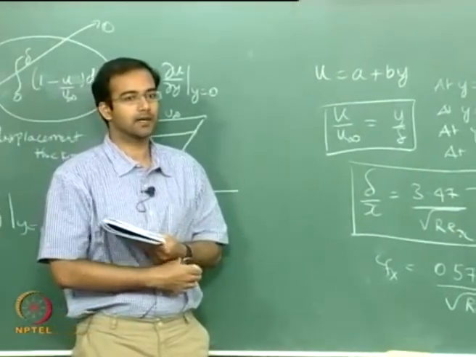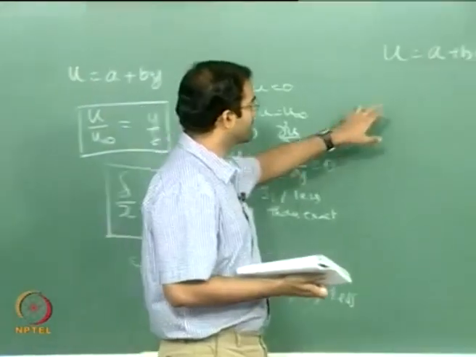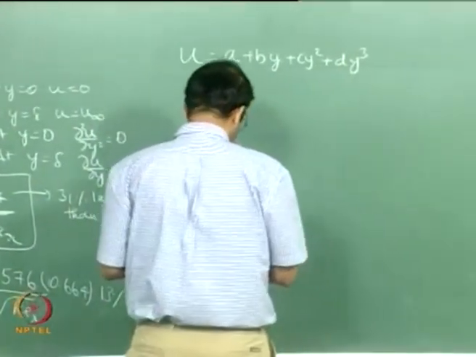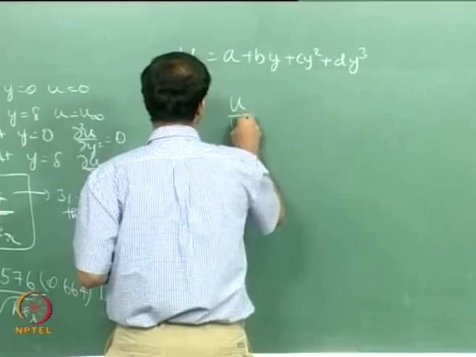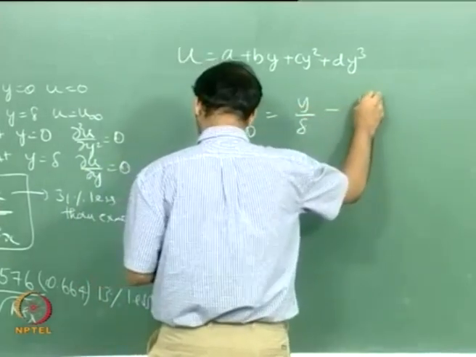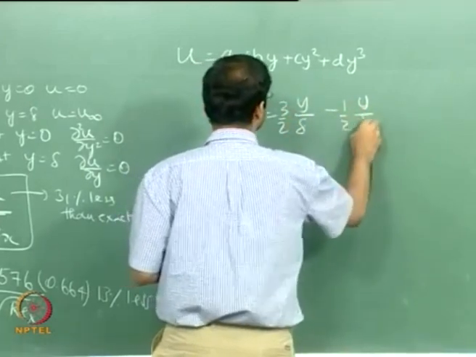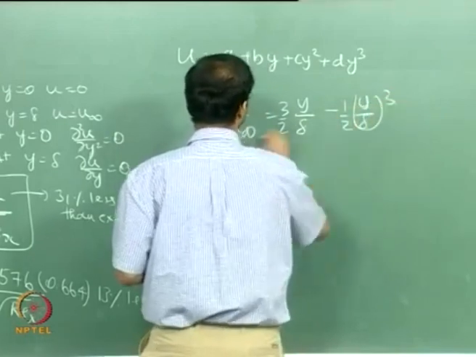So these four conditions have to be satisfied in this particular order, and with that you will get a profile which is u by u infinity is equal to 3 by 2 y by delta minus 1 by 2 y by delta the whole cube.